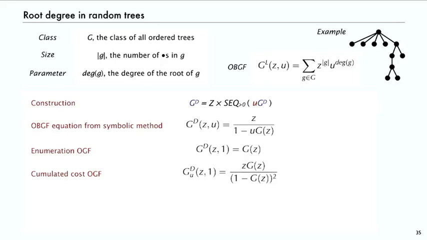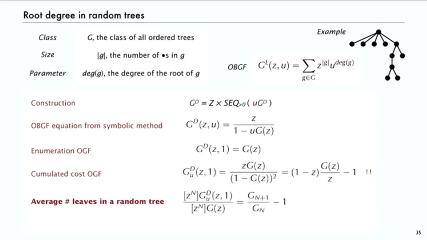If we differentiate with respect to u and evaluate at 1, we get a 1 over 1 minus g squared term, and there's a little magic calculation here as well, having to do with the fact that g of z has this special generating function, 1 minus square root of 1 minus 4z over 2, and extracting coefficients gives the result that the average root degree is g_{n+1} over g_n minus 1, which is the ratio of the Catalans. There's a little bit of calculation.